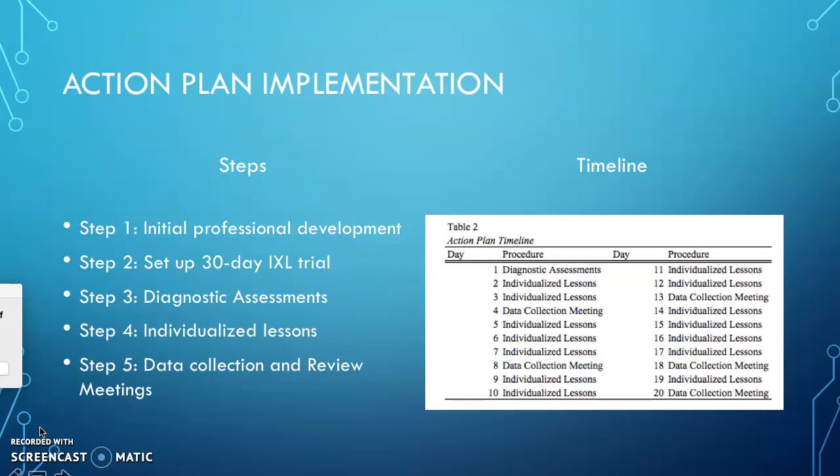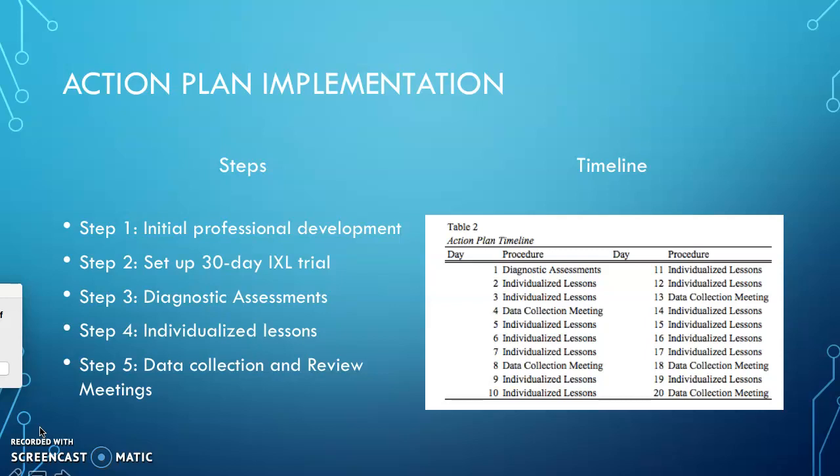The first step of the action plan included an initial professional development session led by the lead supervisor of the study for special education teachers, math intervention teachers, and a special education administrator. The session reviewed IXL intervention programs, how to use it, how to collect data, and the roles and responsibilities of all stakeholders. Step 2 included setting up a free 30-day trial on the IXL website. The math intervention teacher inputted all Tier 3 RTI students, creating each student a profile.